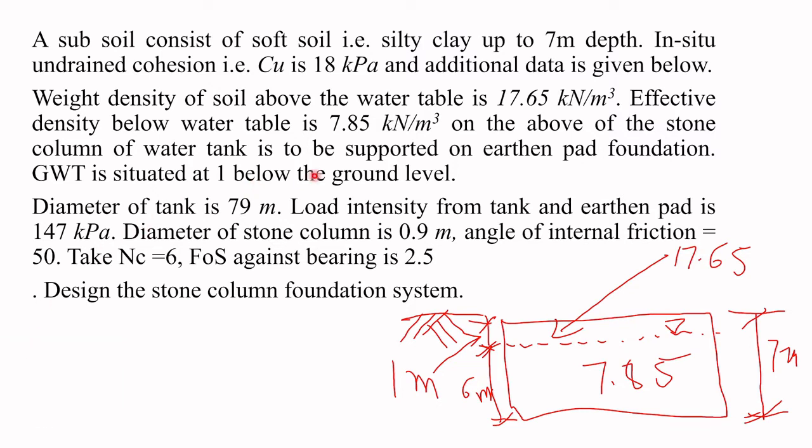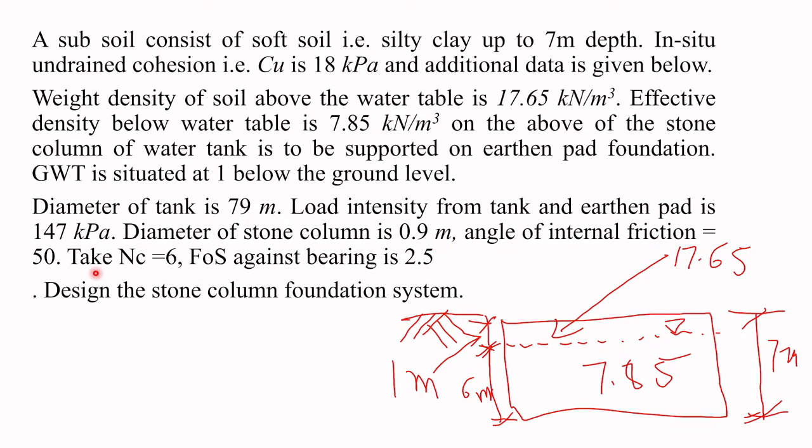You can see the next one. The diameter of the tank is 79 meter. Over this pad, this is the soil, one tank will be situated, having a diameter of 79 meter, and load intensity from the tank and earthen pad is 147 kilopascal. This is the surcharge load over it, and the diameter of the stone column is 0.9 meter. Here the diameter of the stone column is mentioned in the question as 0.9 meter.